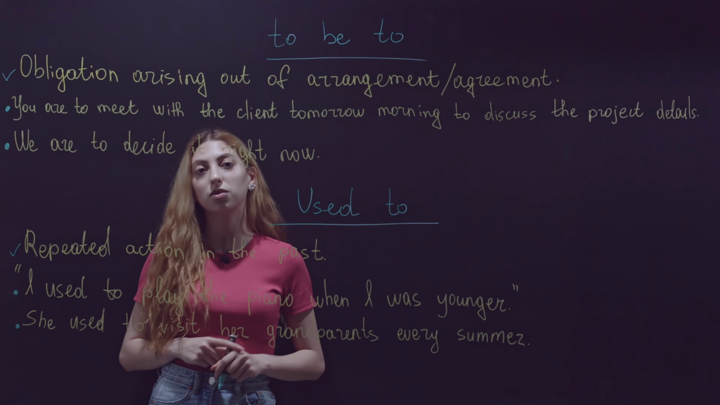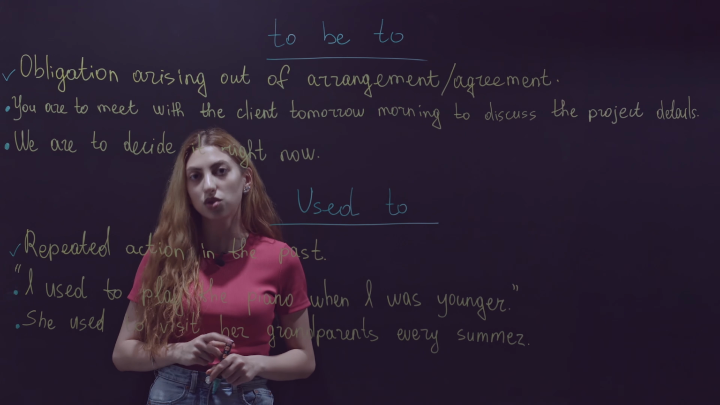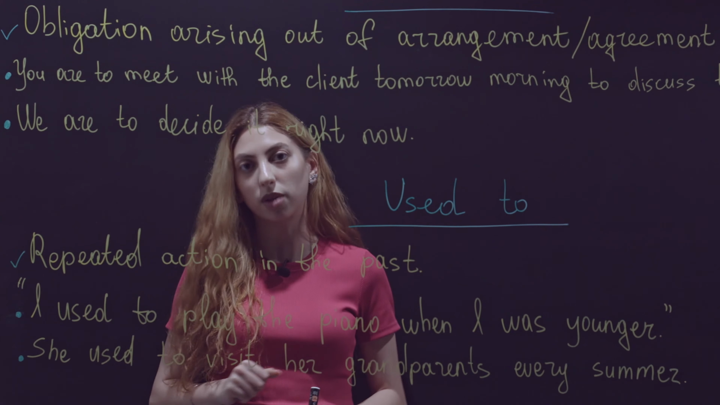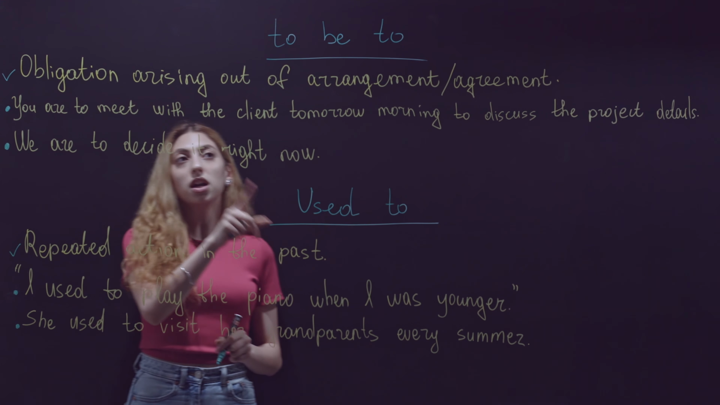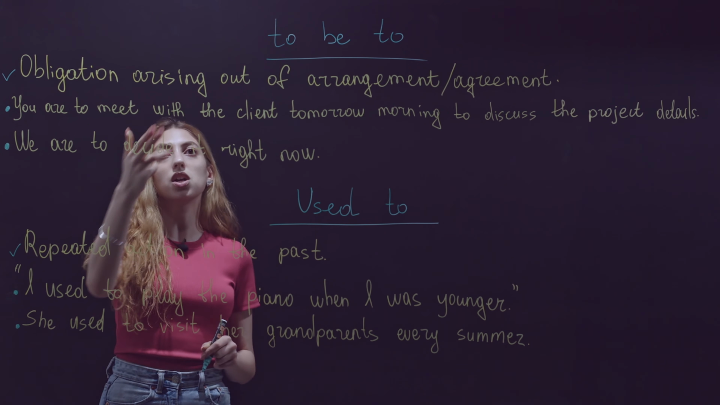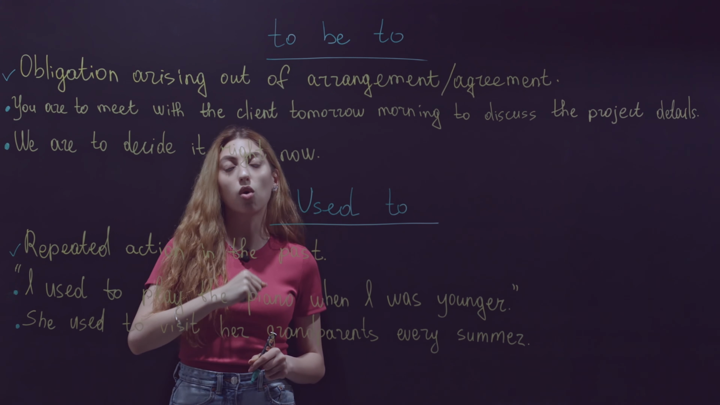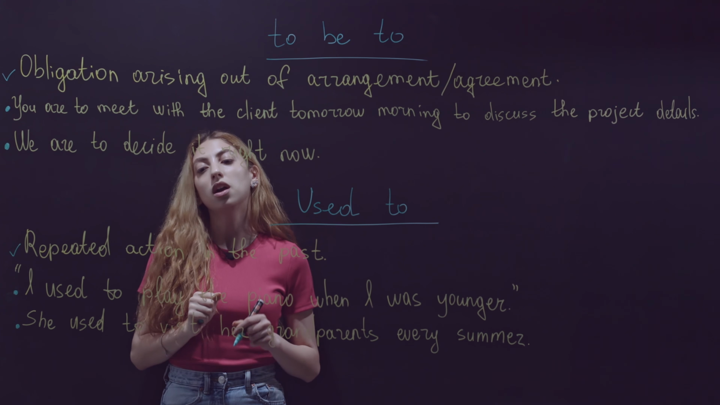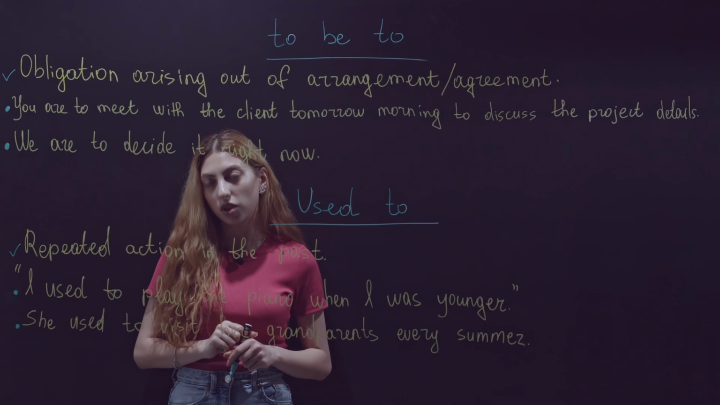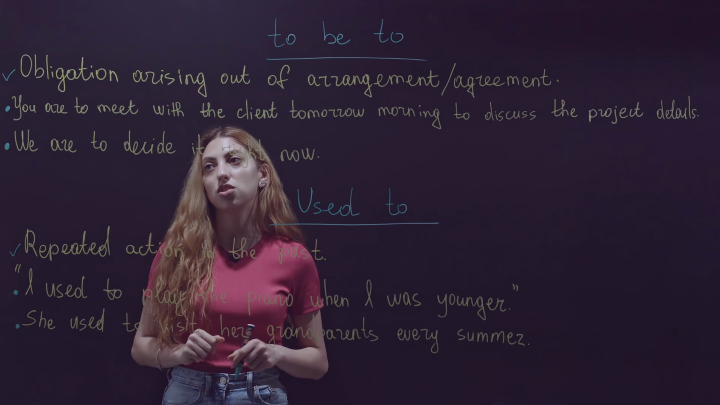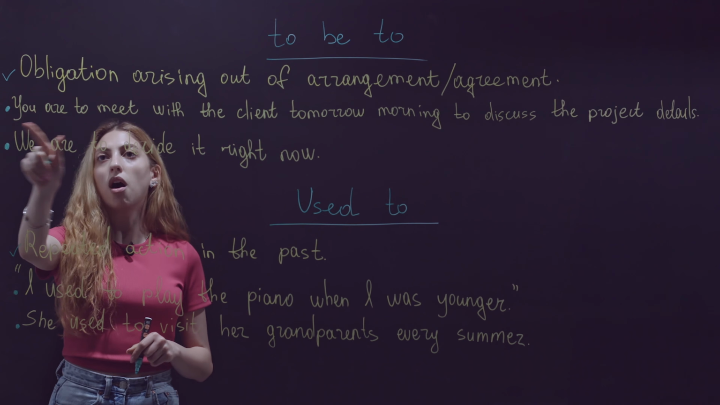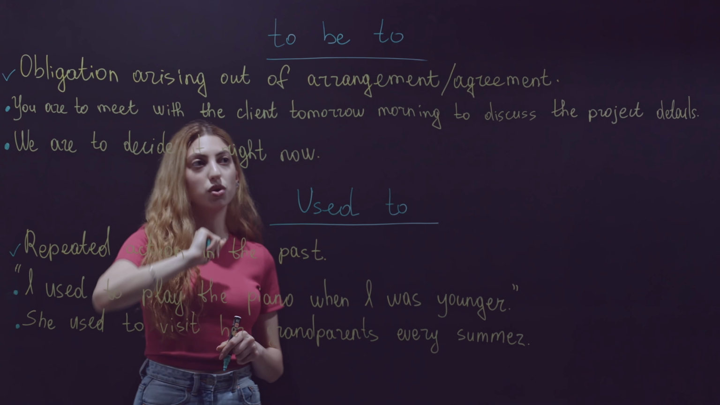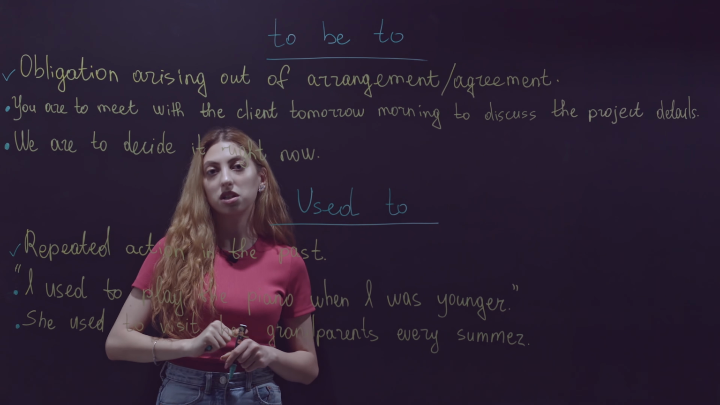Good job. Well guys, now I'm going to speak about the last modal verbs, which are to be to and used to. Let's concentrate on the first one, to be to. If we want to talk about obligation arising out of agreement or arrangement, we need to use to be to. Let's pay attention to the first example. You are to meet with the client tomorrow morning to discuss the project details.